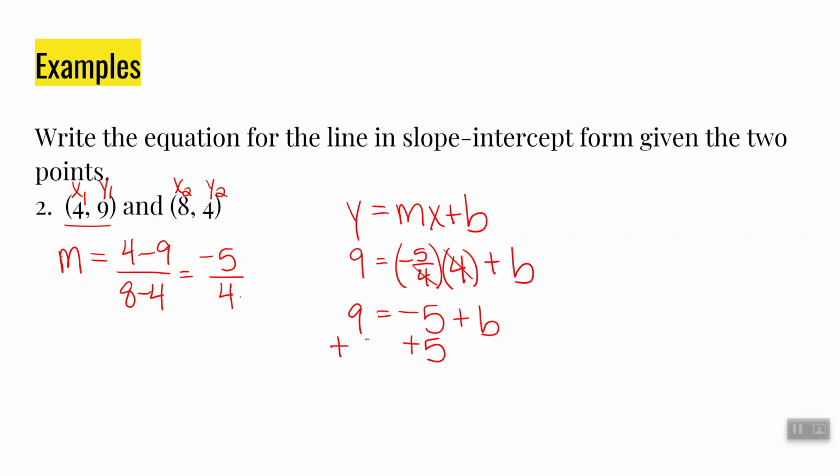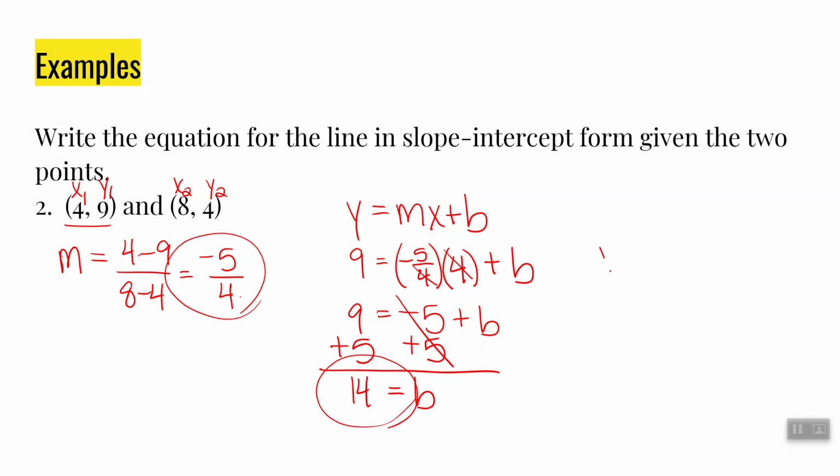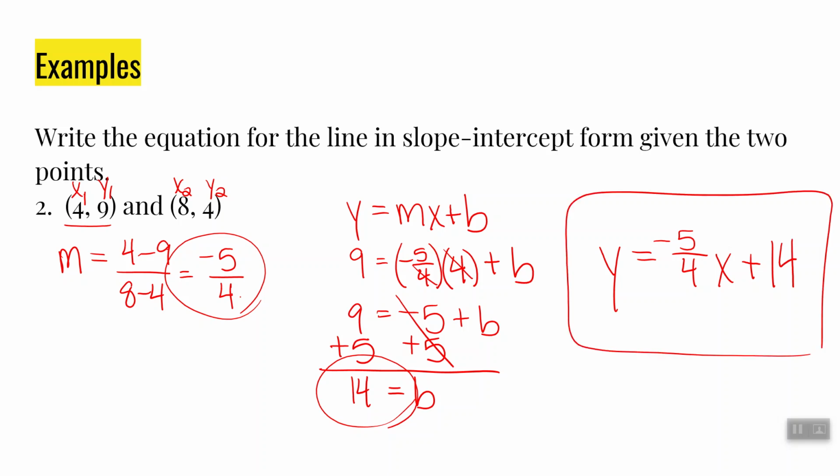Add 5 to both sides, and we get a y-intercept of 14. So now again, I'm going to go back and use the slope I calculated and the y-intercept I calculated to write my equation. Y equals -5/4 x plus 14. There is the equation of the line that goes through those 2 points.